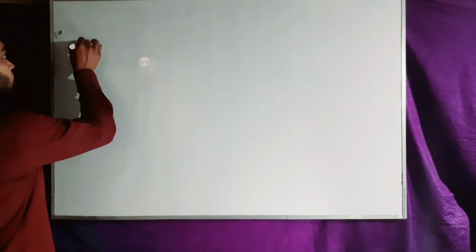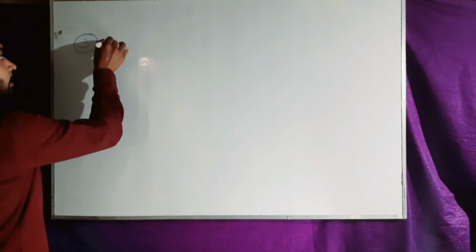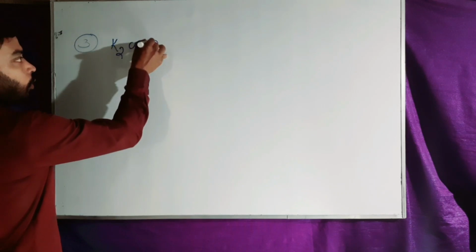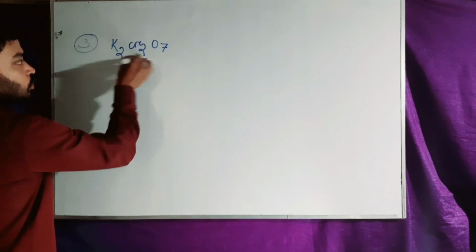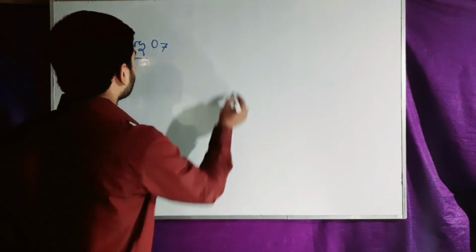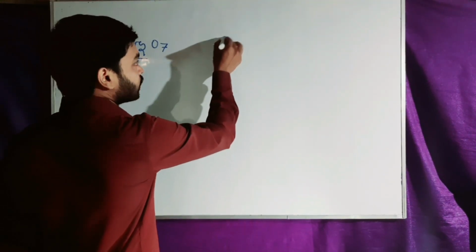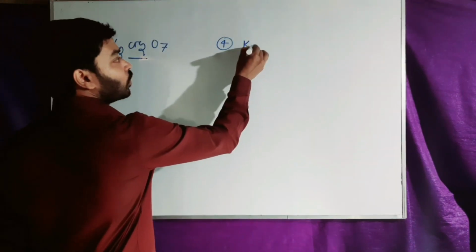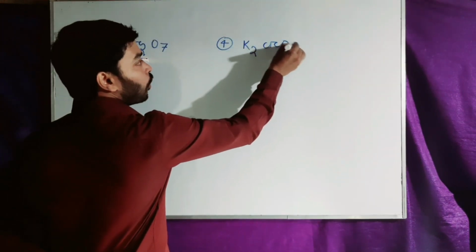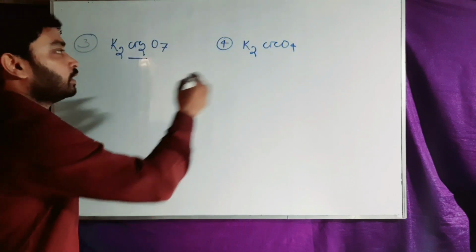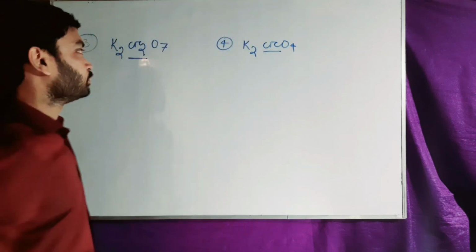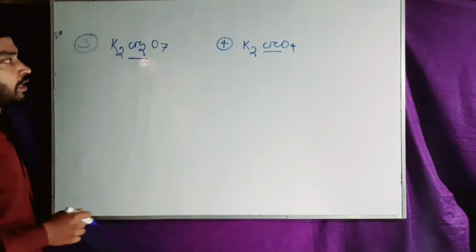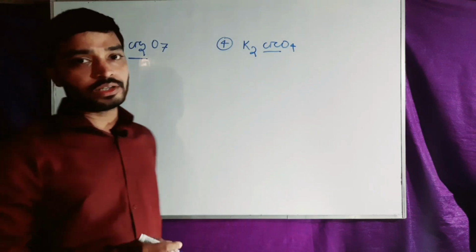Now I am writing another question for you. Question number 3. K2Cr2O7. Here the underlined atom is chromium. And next the question is K2CrO4. Here the underlined atom is also chromium. You should try first. After that, I will give you the answer.